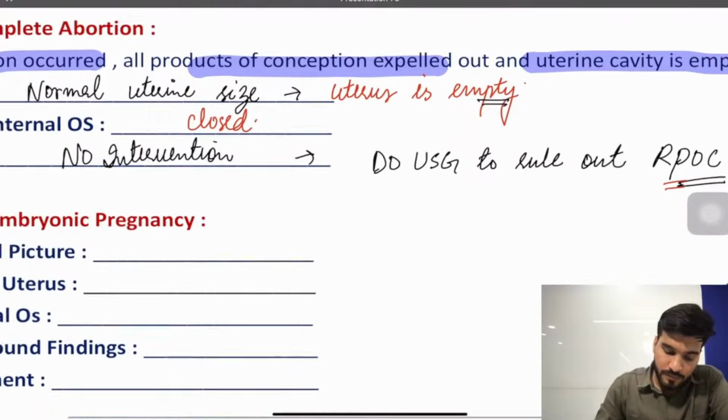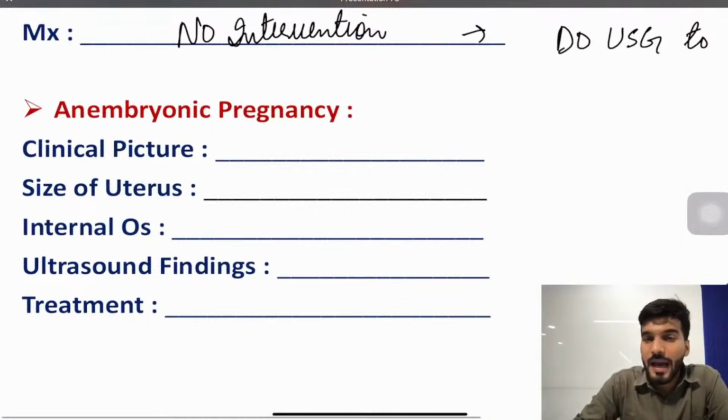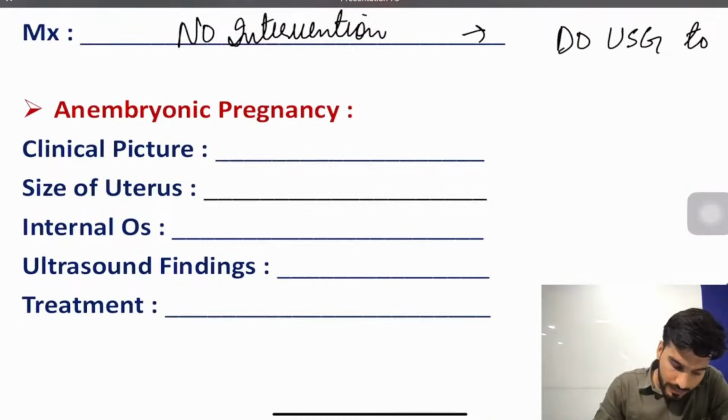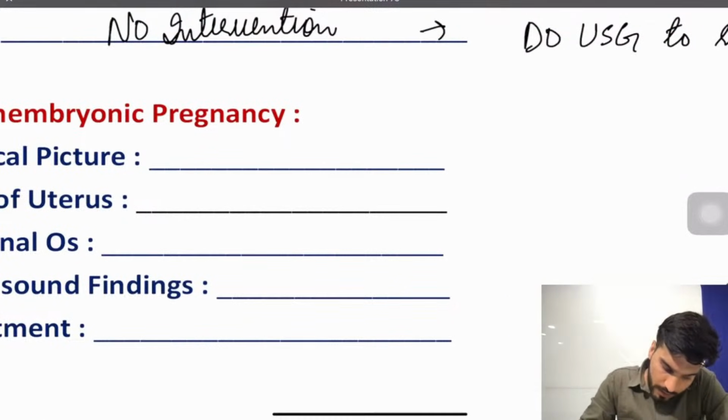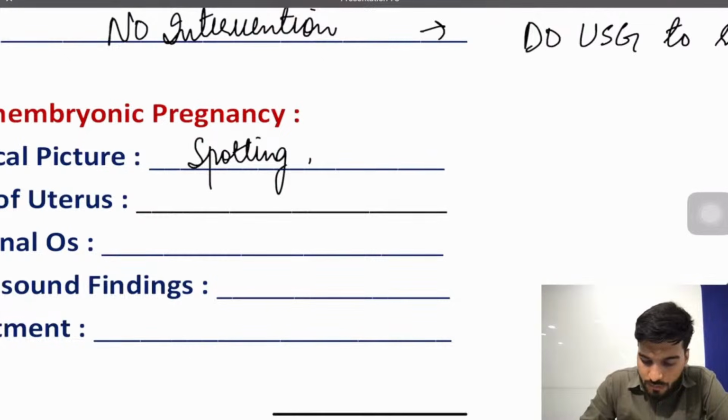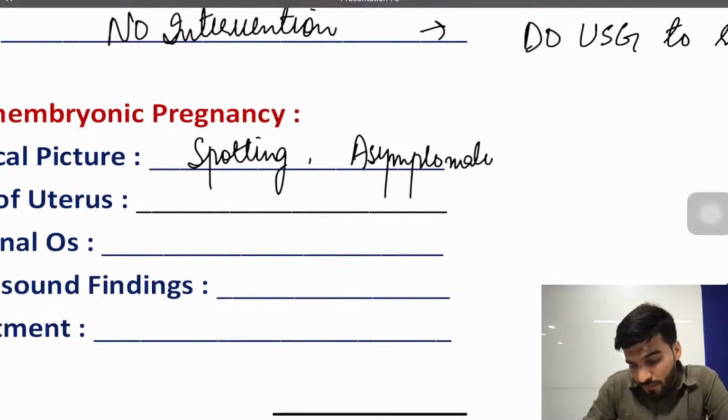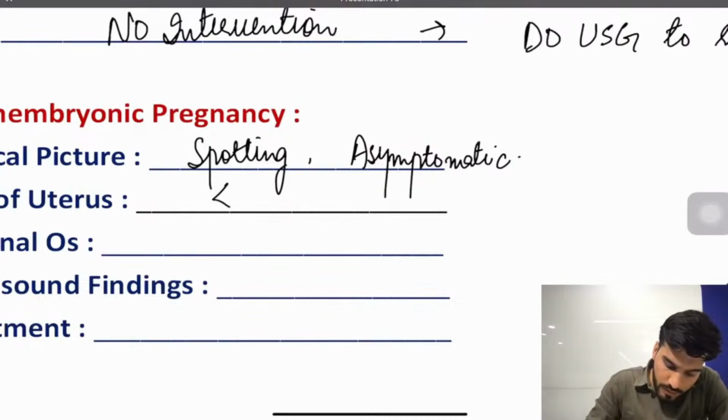Okay. Then anembryonic pregnancy. I've already told you that it has a clinical picture. It has symptoms, usually a small spotting, or it can be asymptomatic. It is the same as a missed abortion, but the only difference is that in missed abortion the embryo is present, but in anembryonic pregnancy, the blighted ovum, the embryo is absent. The size of the uterus is less than the period of gestation.